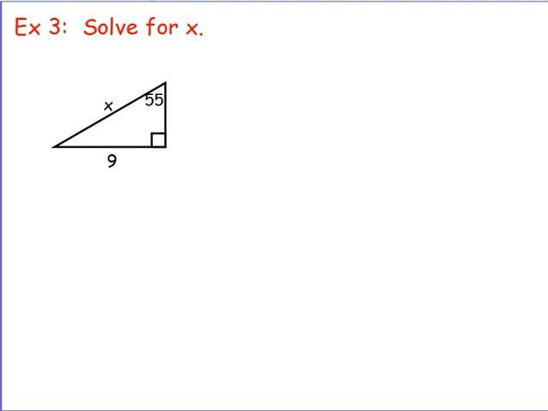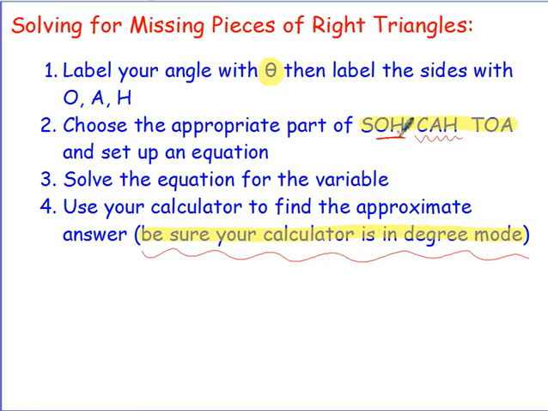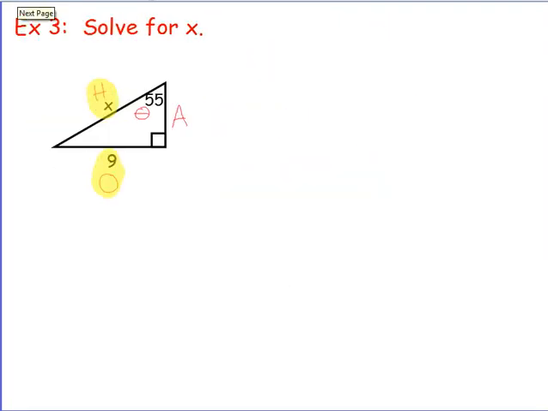So again, we start with our labeling. Here's an angle, that is 55, so I'm going to put theta there. Across from the right angle is the hypotenuse. Across from theta is the opposite, which means that guy is your adjacent. The sides that we know information about are the hypotenuse and the opposite. So if you have O and H, O and H is again sine. So sine of theta equals opposite over hypotenuse.